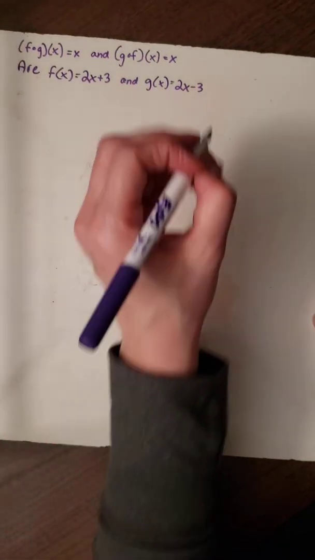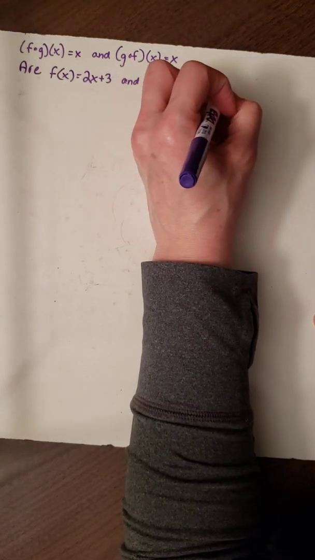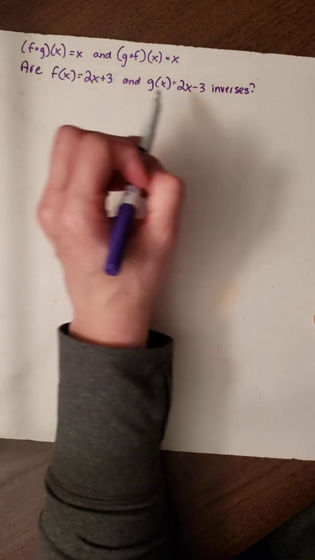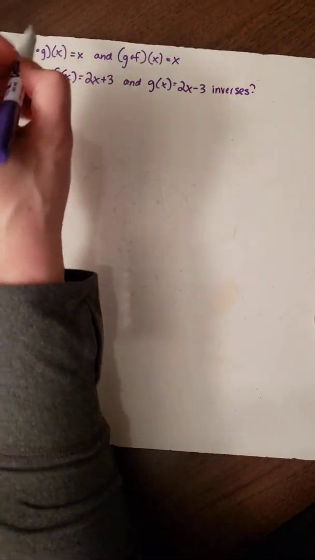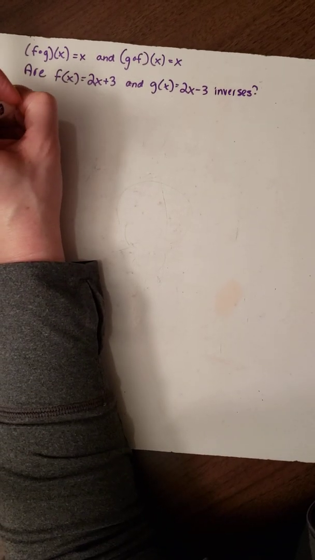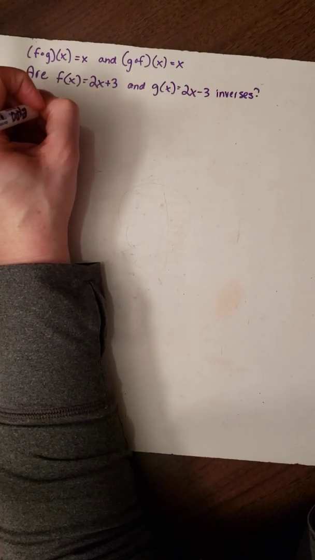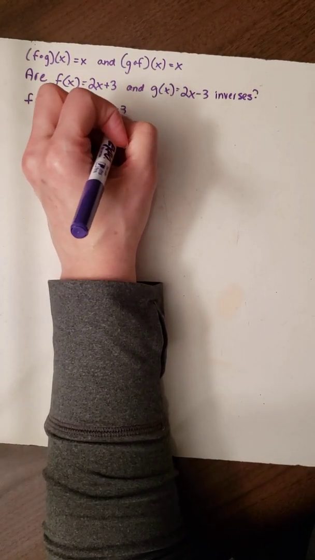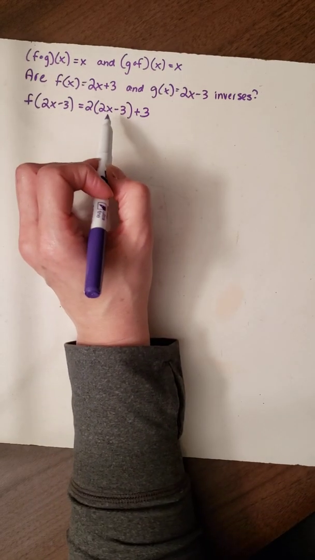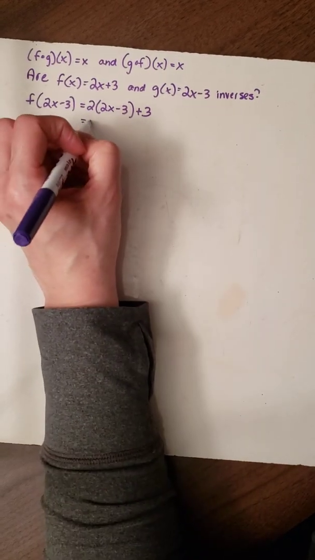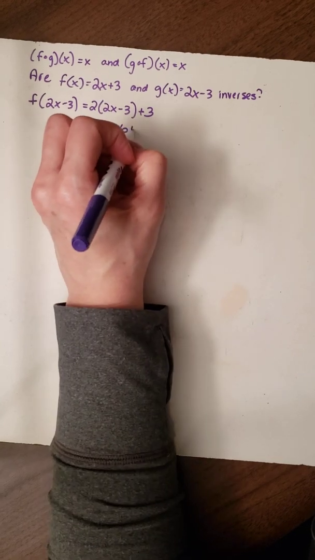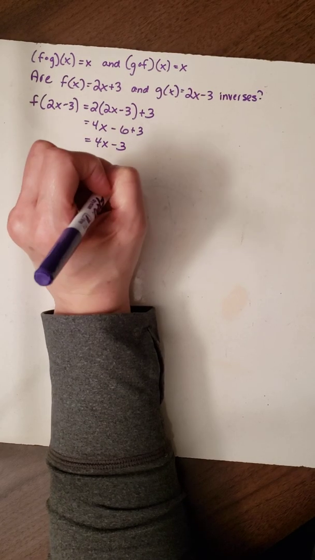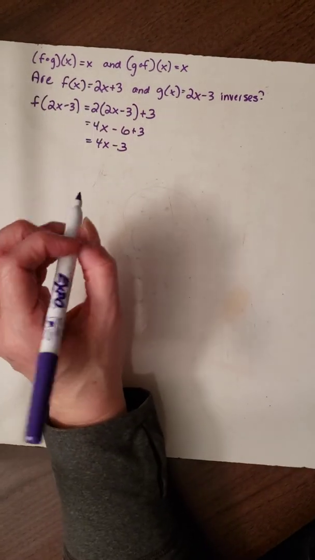Are they inverses? So first we need to do f of g of x, which means we're going to take g of x, 2x minus 3, and plug it into f of x. So we're going to do f of 2x minus 3, which means we're going to go 2 times (2x minus 3) plus 3. Now notice there's parentheses, so you got to distribute. 4x minus 6 plus 3. Simplify it, always simplify it as far as you can. 4x minus 3. That didn't simplify to the identity.